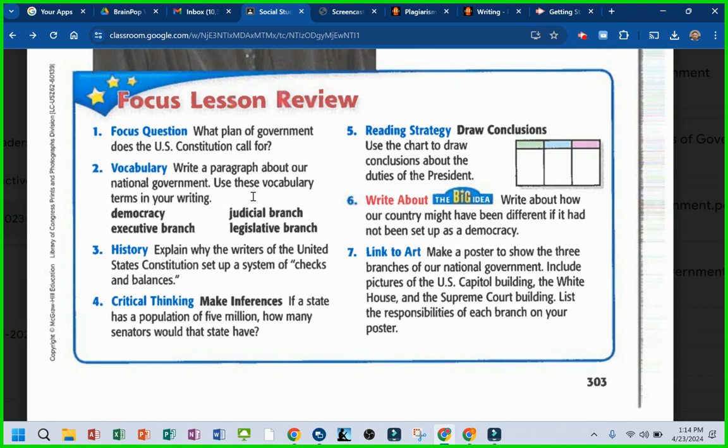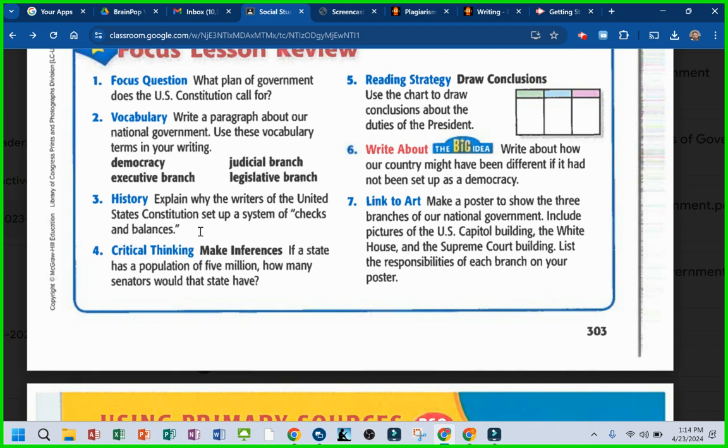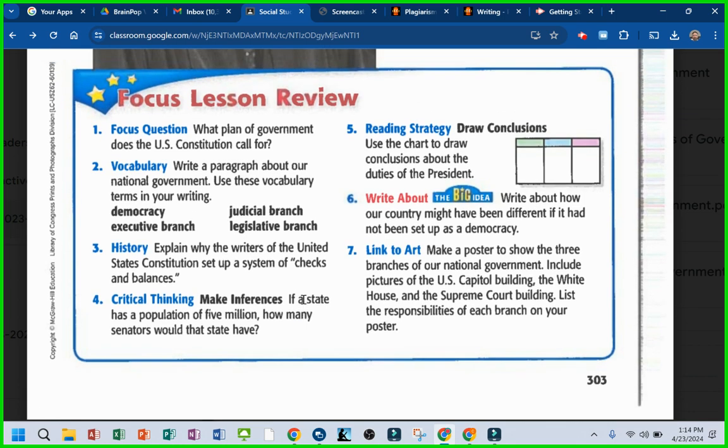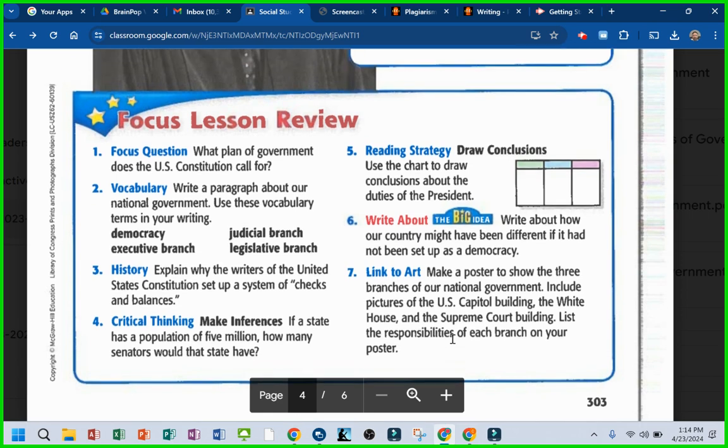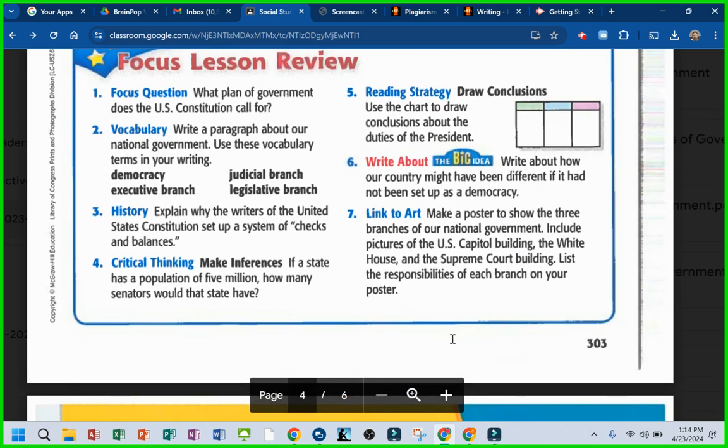All right, and then you're going to write a paragraph about the national government, use the vocabulary terms. History. Explain why the writers of the United States Constitution set up a system of checks and balances. Critical thinking. If a state has a population of 5 million, how many senators would that state have? Okay. Reading strategy. Use the chart to draw conclusions about the duties of the president. So you'll use that chart. What are the duties of the president?